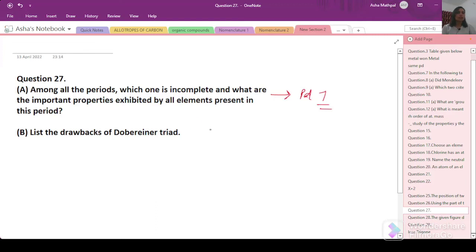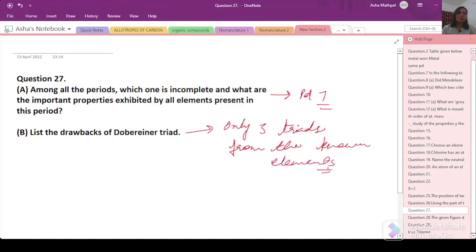Then the second question: list the drawbacks of Dobereiner's triads. There was one main disadvantage of Dobereiner's triads, that he was able to identify only 3 triads from the known elements. Whatever number of elements were known at that time, from that number he was able to identify only 3 triads. Now let us go to the next question, that is question number 28.